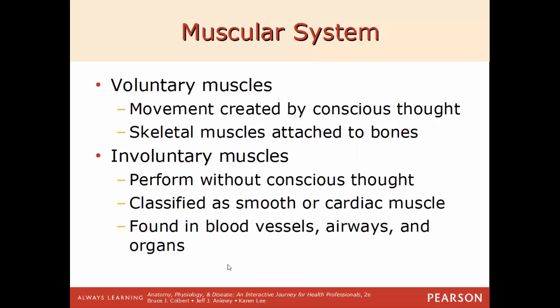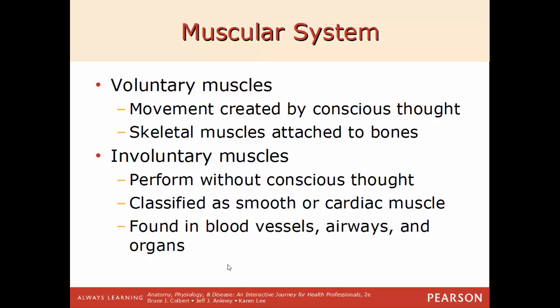Muscular system. Of course, the voluntary muscles. These are movements that are produced by conscious thought. You are deciding to pick up a drink or put it back down, or pick up a book and put it down, or to walk across a room. You have conscious control over those. Those are voluntary muscles, such as the skeletal muscles that are attached to bones. Those are voluntary. And then you have some that are involuntary, which we talked about earlier in this video.